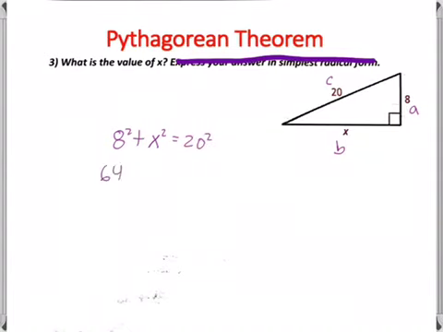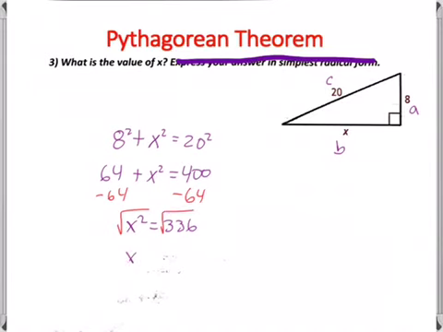8 squared is 64. 20 squared is 400. And so now we have a problem we need to solve. Well, in order to solve this, we're going to start by subtracting 64 from both sides. We get x squared equals 336. And then we're just going to square root both sides of this equation. So in this case, we're going to get x to equal right around 18.33.